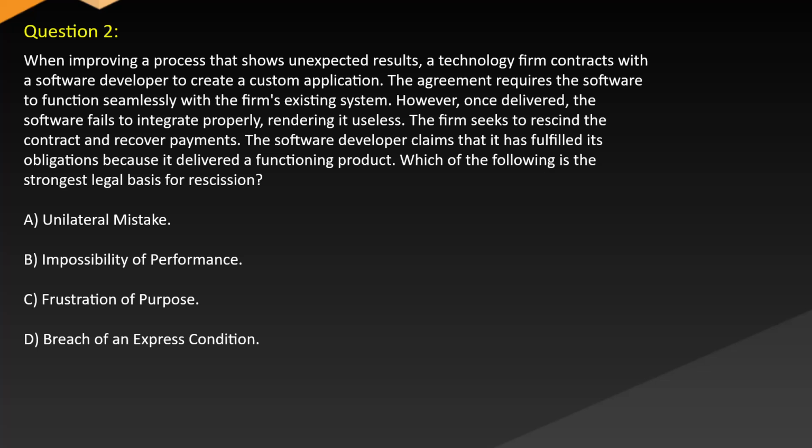The software developer claims that it has fulfilled its obligations and delivered a functioning product. Which of the following is the strongest legal basis for rescission? A. Unilateral mistake. B. Impossibility of performance. C. Frustration of purpose. D. Breach of an express condition.